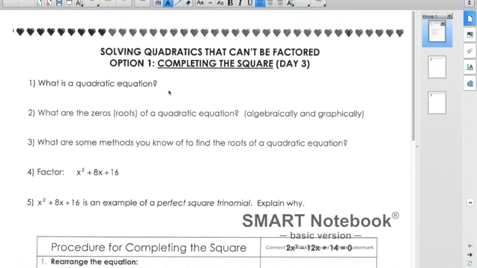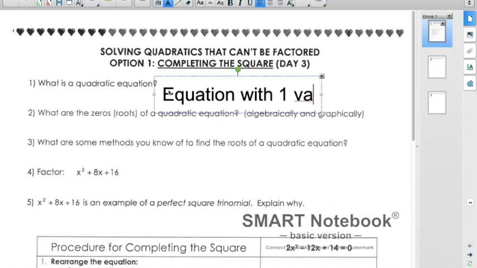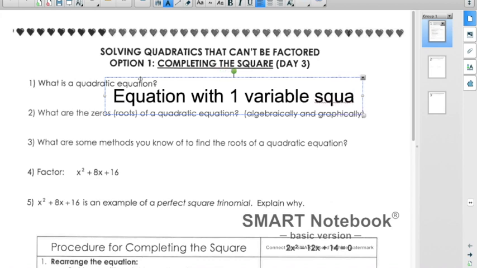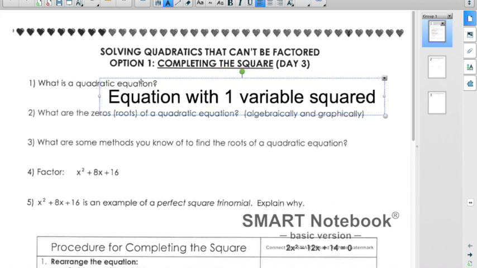What is a quadratic equation? Well, a quadratic equation is an equation with one variable squared. All right, so I have an x squared, and it has to have a squared in it to be a quadratic. What are the zeros, or the roots of a quadratic equation?